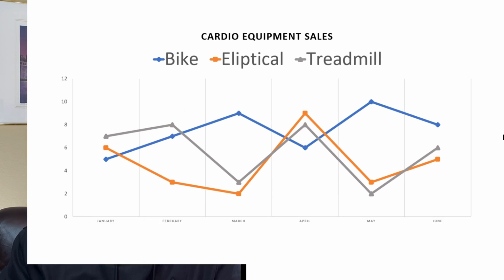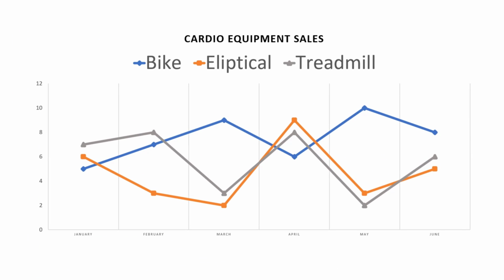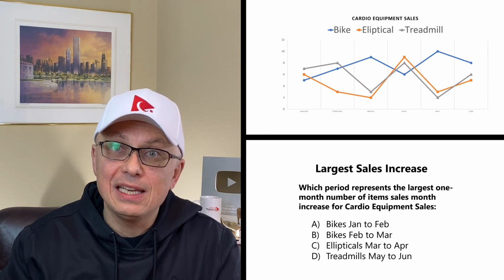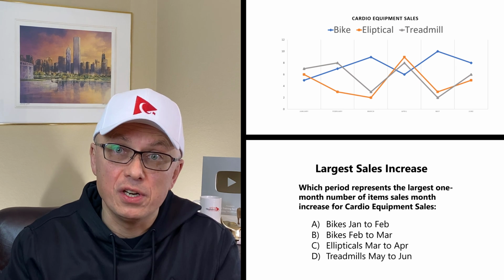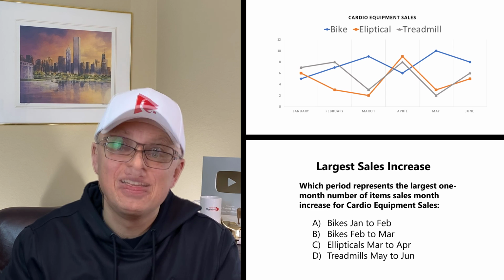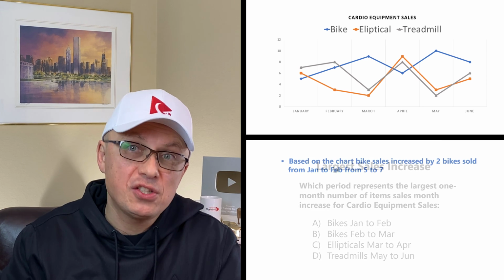To answer this question, we need to look at the graph closely. For each data point on the graph, we need to determine the actual value. And once we have all the numbers, we need to answer the question by looking at the differences for equipment sales from month to month. Specifically, in this case, you need to evaluate 4 different choices that are represented by answers A through D. Let's do it together.